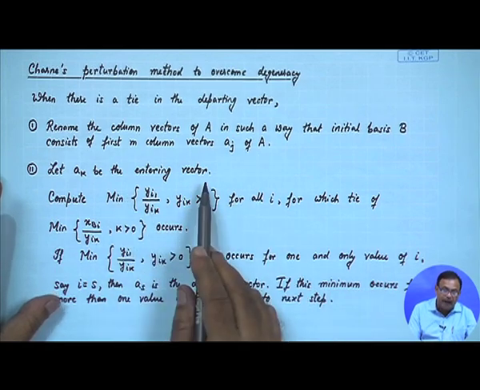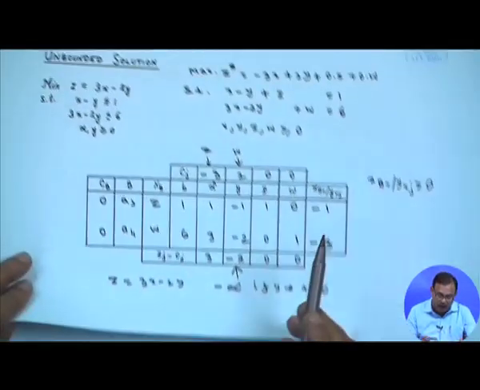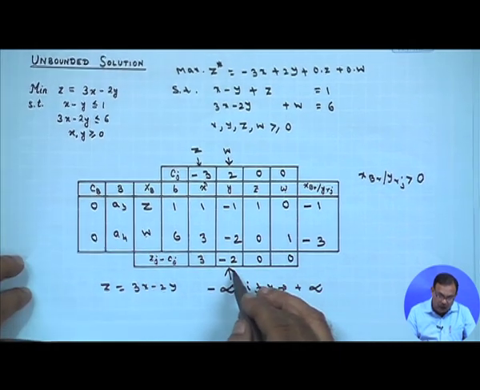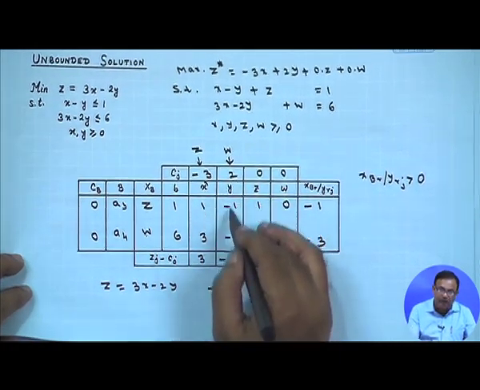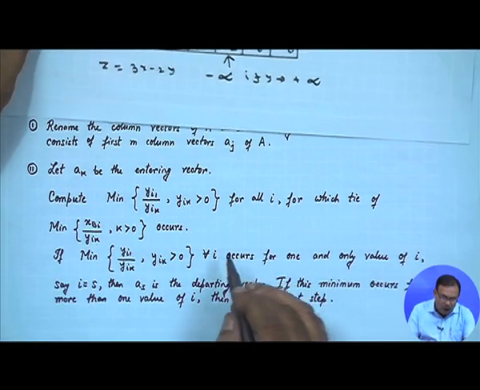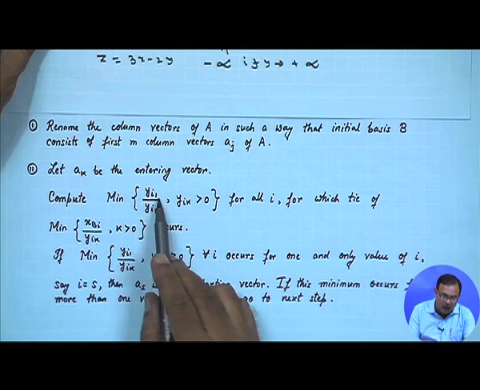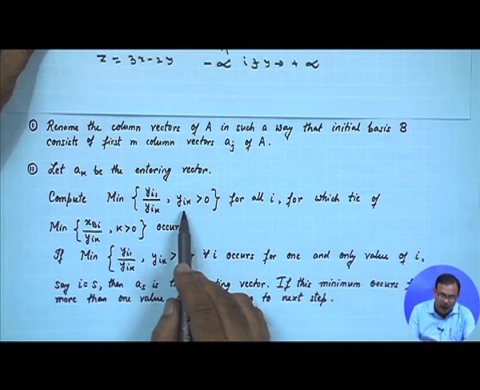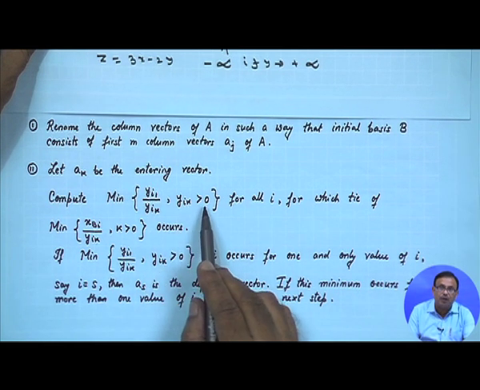Now let AK be the entering vector. I am giving the example of this. Here your y is the entering vector, which I am calling AK. Compute the minimum of yi1 by yik, where yik is greater than 0.